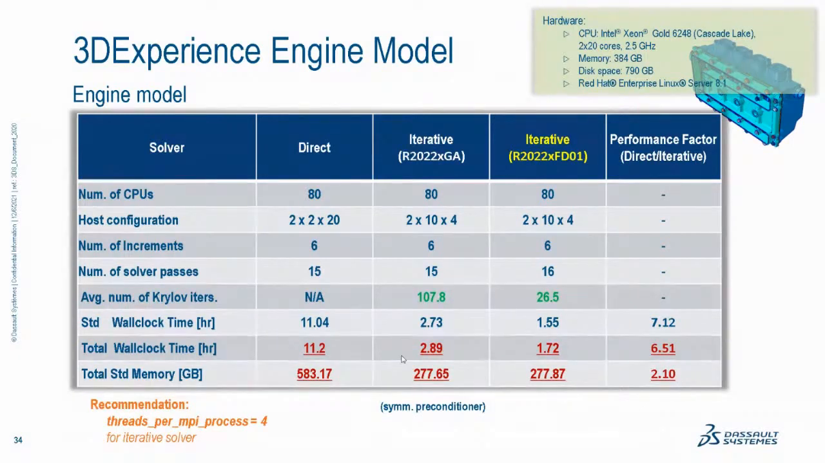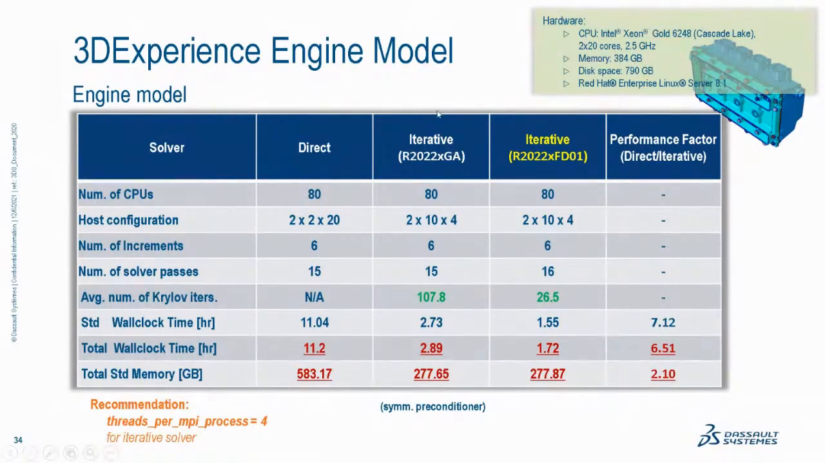So looking at different scenarios of running this model. First is with the direct solver. And this is a case where the direct solver is able to converge and fit in memory. We have 2 nodes, 2 sockets, 20 cores, so a total of 80 cores. So we can fit this into memory. You can see the 583 gigabytes total memory. So we're scaling out over multiple nodes in order to fit this thing in memory.